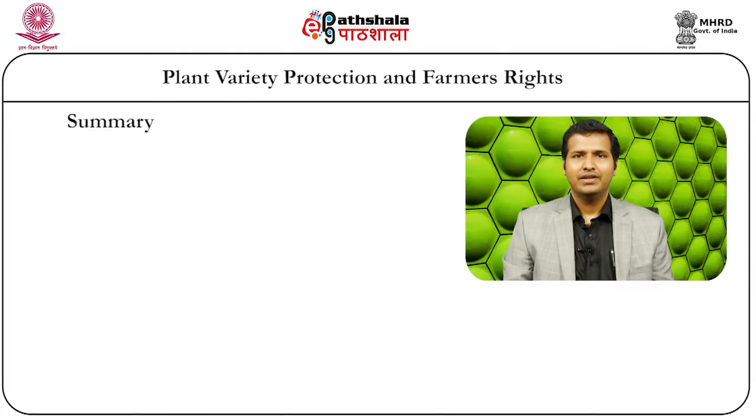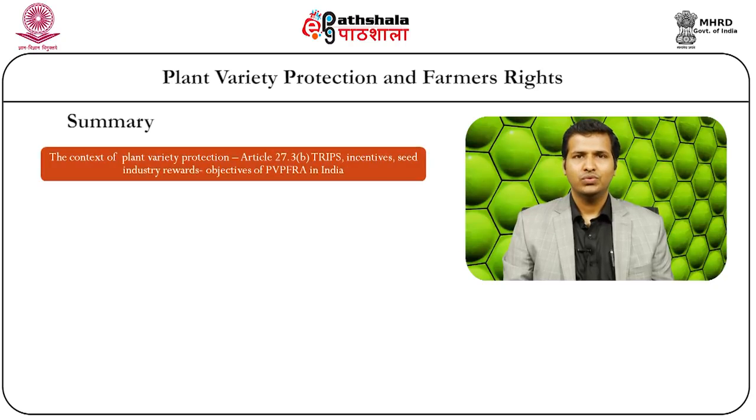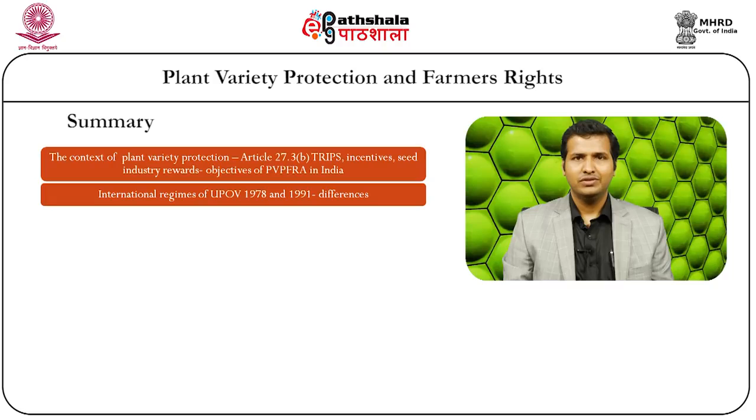To summarize, let us briefly recapitulate what we have done through the whole module. We have looked into the objectives of the Plant Variety Protection and Farmers' Rights Act 2001 in India. Among the important objectives is to incentivize the creation of new plant varieties and to incentivize production of seeds in the country. We have looked into the international regime for protection, primarily the TRIPS Agreement requirements under Article 27.3, and also the Union for Protection of Plant Varieties, to which India is not a party.